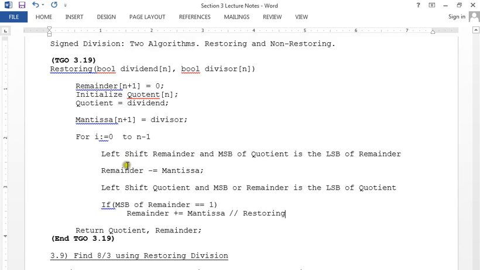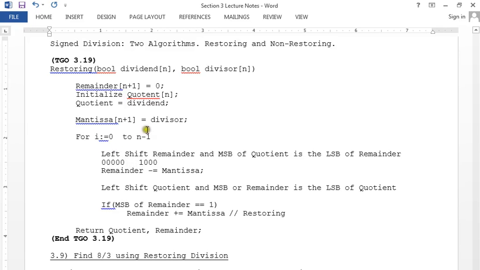So we're going to left shift the remainder, and the most significant bit of the quotient is going to become the least significant bit of the remainder. So here's what I mean. So remember we have this initial 1, 2, 3, 4, 5, right? And then what's my quotient at this point? If it's 8 times 3, it's going to be 1, 0, 0, 0, right?